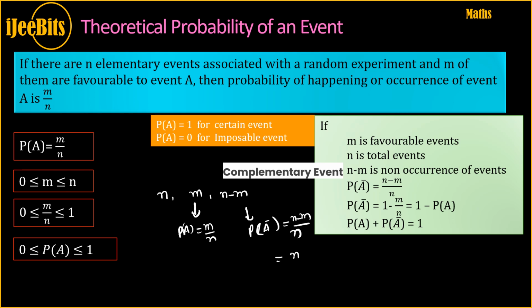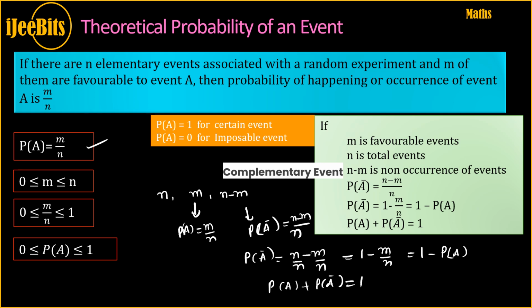So n minus m, if you split it this way, what does it mean? n by n is 1 minus m by n. We know m by n means the probability of A, P of A, so this is nothing but your complement. So P of A bar is equal to 1 minus P of A, right? So P of A plus P of A bar is equal to 1, right? This is your conclusion.